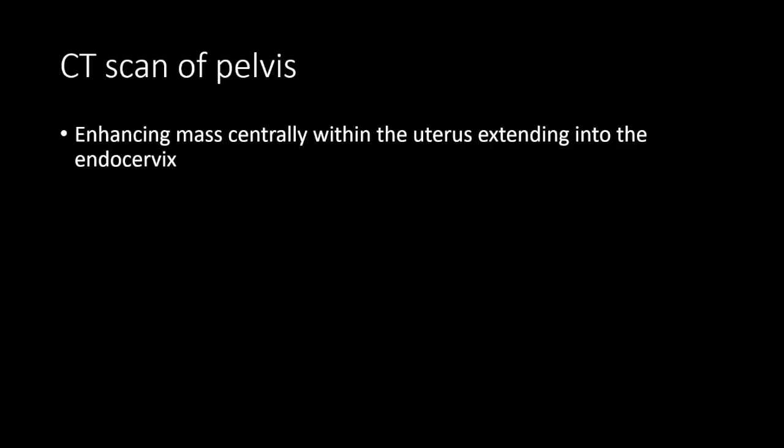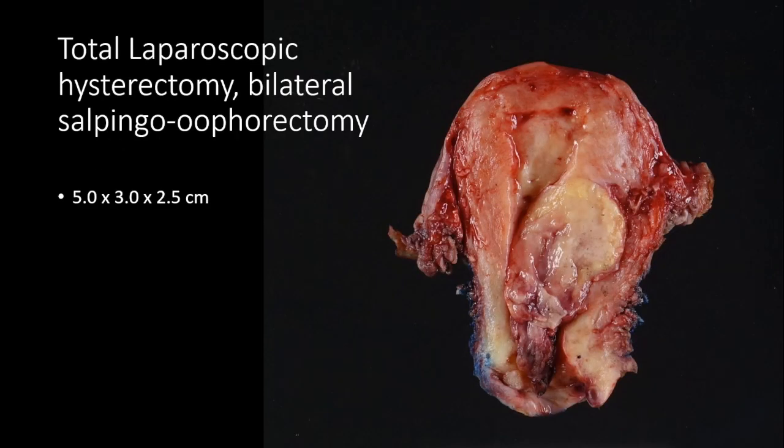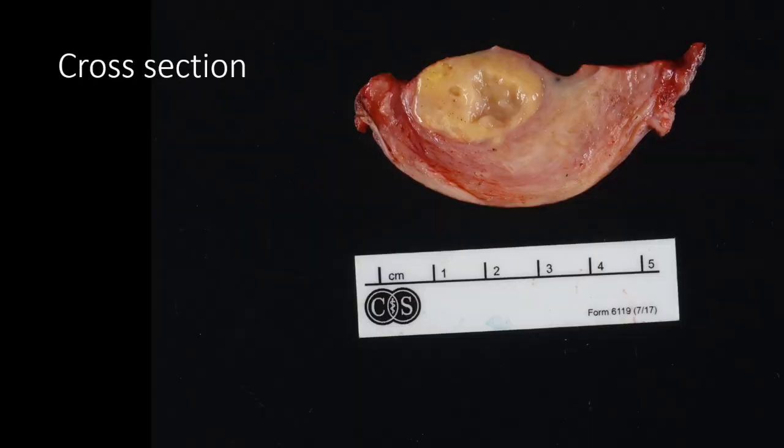Subsequently, the patient had a CT scan of the pelvis. CT showed an enhancing mass centrally within the uterus extending into the endocervix. After reviewing the biopsy and CT scan, the GYN team decided to do a hysterectomy. We can see the tumor is located on the left side of the uterine corpus, measuring 5 cm in greatest dimension. The tumor is polypoid and yellowish and doesn't involve the cervix. In the cross-section, we can see that the tumor enters the myometrium but does not involve the serosa.